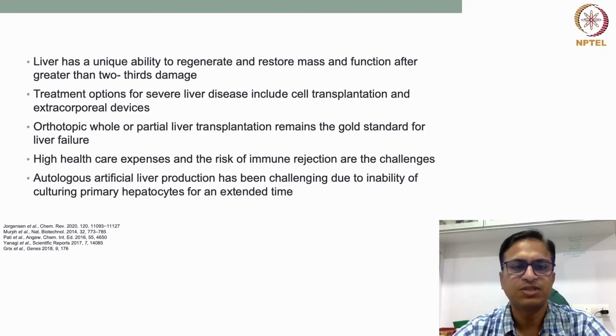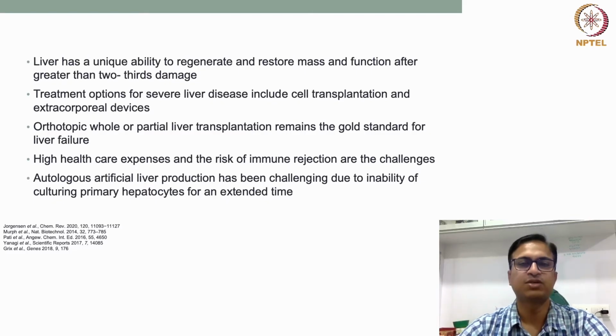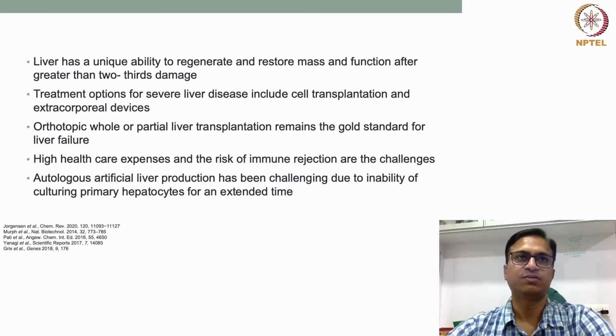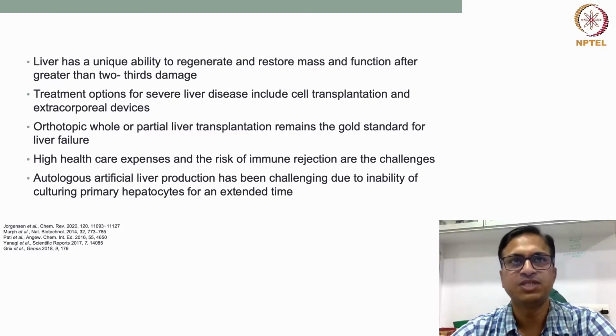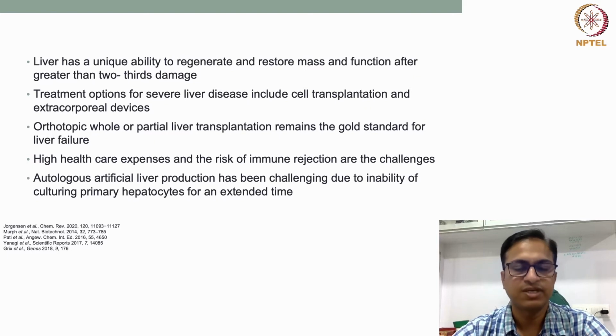One treatment option for several diseases includes cell transplantation, and extracorporeal devices are used for certain severe liver diseases with some amount of success. But whole orthotopic or partial liver transplantation remains the gold standard for liver failure, because if the damage is more than two-thirds of the liver, then the liver cannot regenerate by itself, and at that time transplantation is the main option.